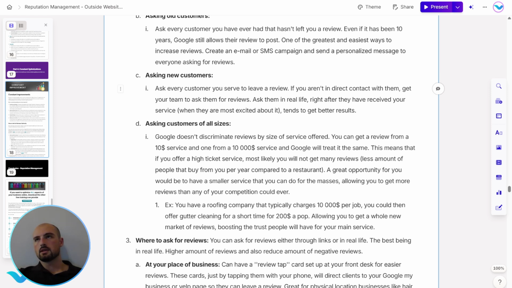So like I was saying before, there's a hierarchy for how to showcase reviews, but there's also a hierarchy for how to ask for reviews. It would be real life first, phone call second, SMS third, email fourth, and then not contacting them fifth. If you can get them in real life right after you've given them the service, that's when you get probably the best responses.